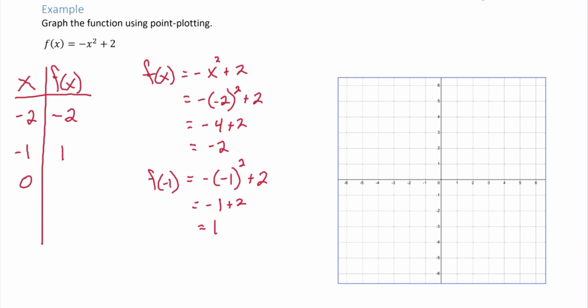Then we'll plug in 0. F evaluated at 0, we have negative. Replace x with 0 squared plus 2. That is 0 plus 2, which is 2.